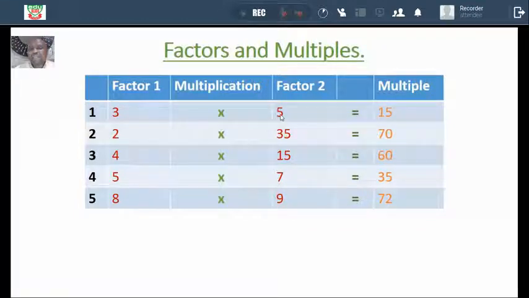Now let's try to take the multiples of 3 and see if 15 is a multiple of 3. Now count with me. Let's go here.